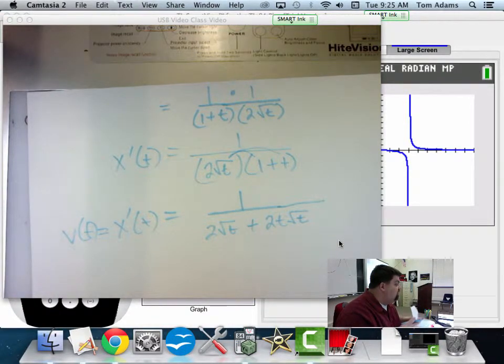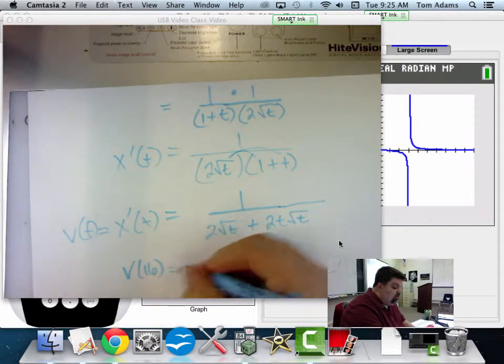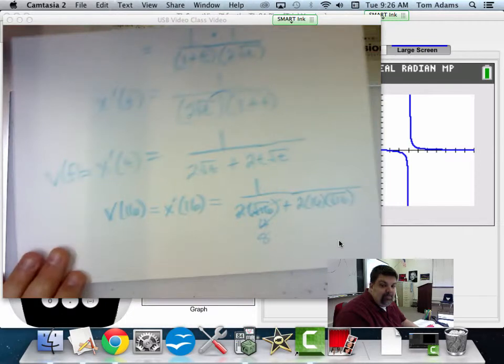So then the second part of example number 2 is what's the velocity of the particle at t equals 16 seconds? So what I'm going to do is I'm going to say v of 16 is equal to x prime of 16, which is equal to 1 over 2 times the square root of 16 plus 2 times 16 times the square root of 16. So the square root of 16 is 4. 2 times 4 is 8.